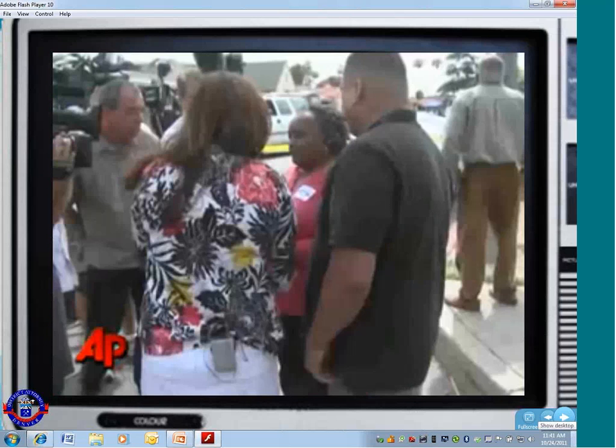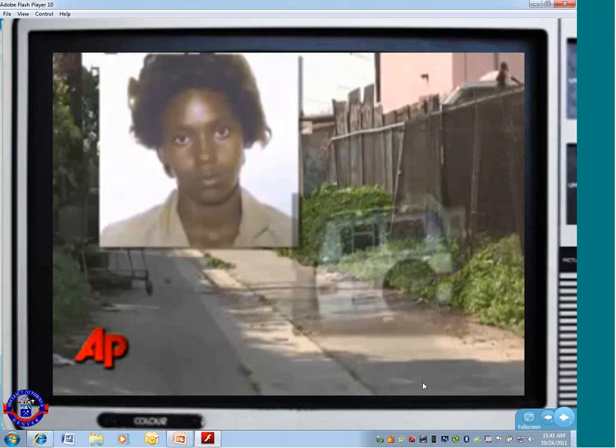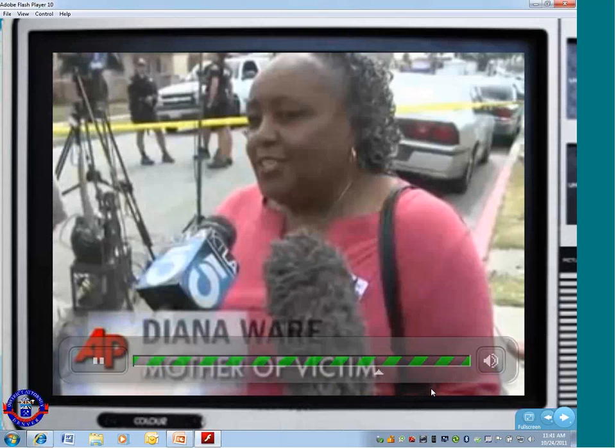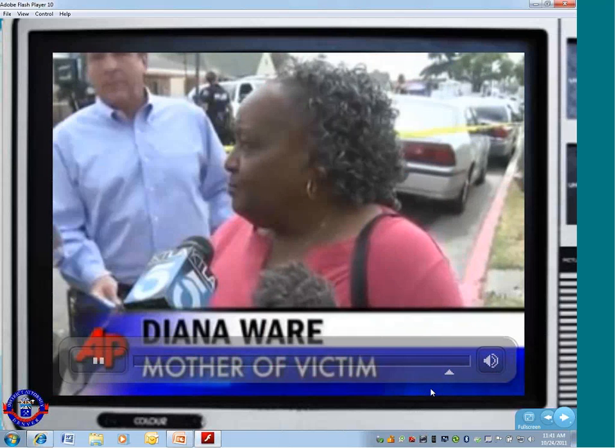Diana Ware's daughter Barbara was among the victims. She was murdered in 1987, her body discovered in a van in an alleyway. And we just had to come down here to see the area. We were just coming back from police headquarters.